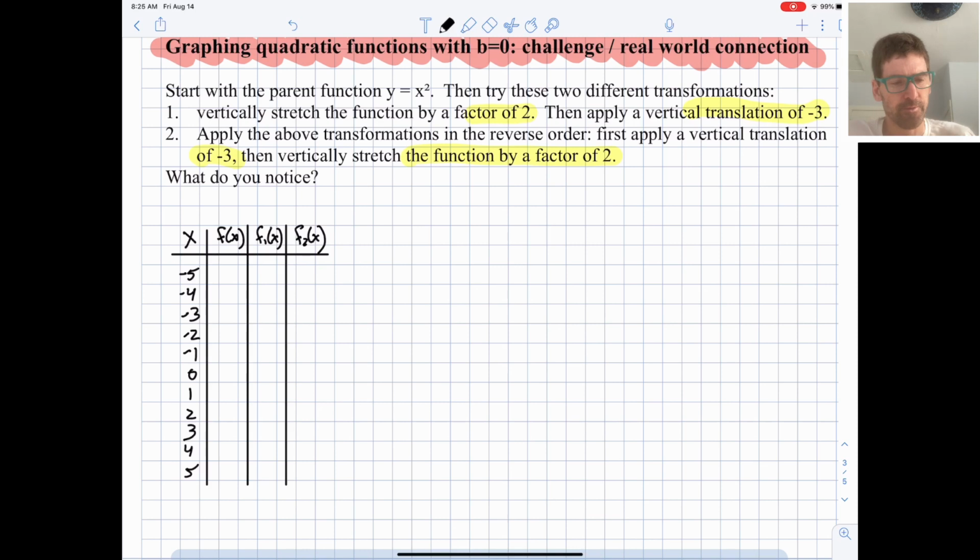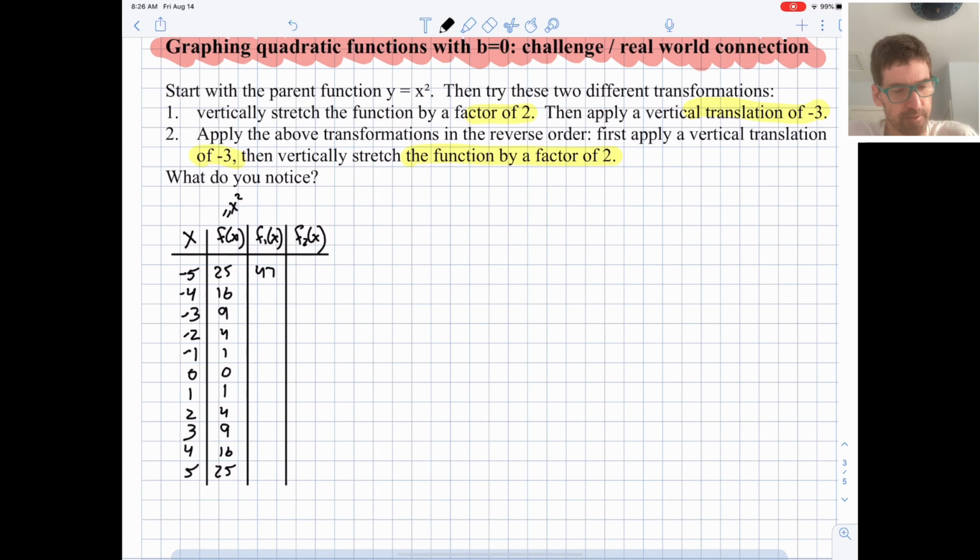Okay, so first what I want to do is just get in our core parent function down here as f of x. So these are just going to be the x values squared. Okay, and then in the second one, we'll do that first transformation. Okay, so this is just x squared right here. So we're going to double it and then subtract 3.